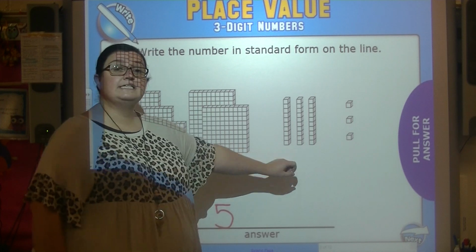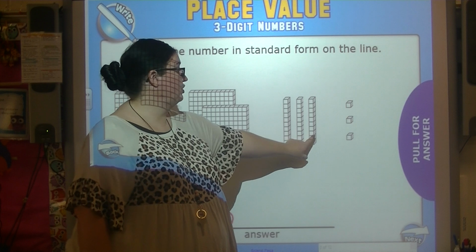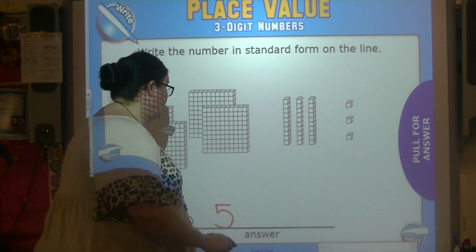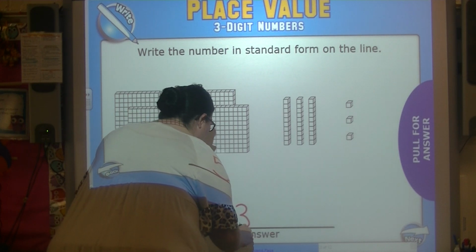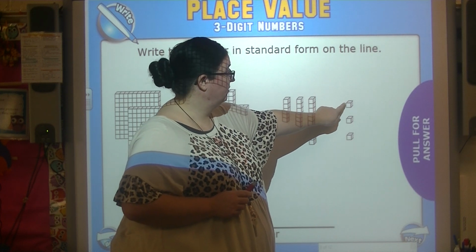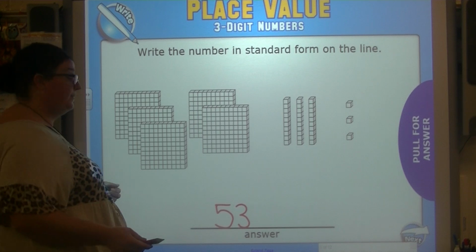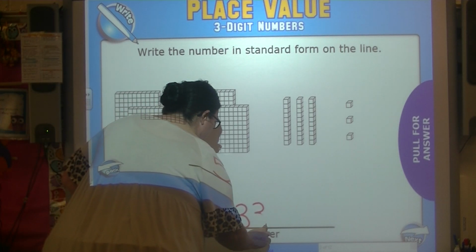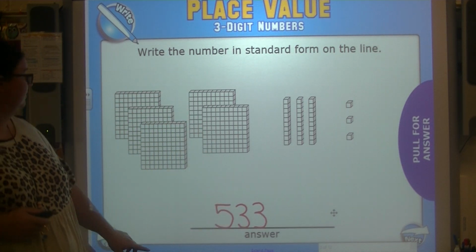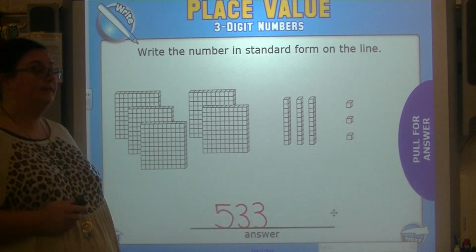All right, now let's go to the tens. How many tens do we have? 1, 2, 3. 3 tens. We'll put it in the tens place as the digit 3. And we have how many ones? 1, 2, 3. 3 ones will go in the ones place. What number do we have? 533.